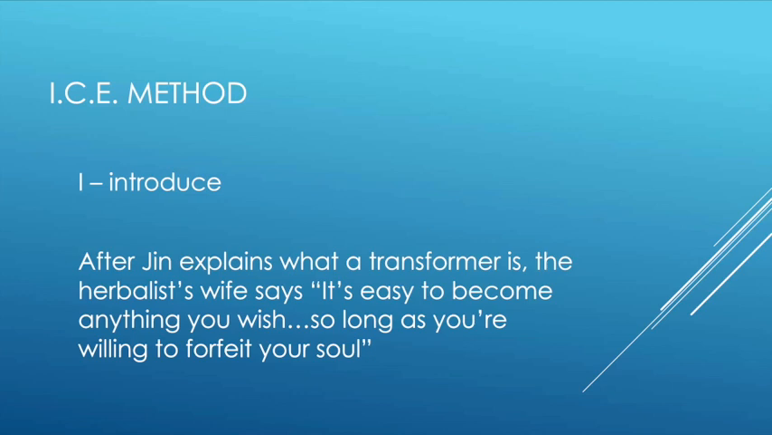After Jin explains what a transformer is, the herbalist's wife says it's easy to become anything you wish, so long as you're willing to forfeit your soul. So the actual quote is, it's easy to become anything you wish so long as you're willing to forfeit your soul. However, what happens around that is what I kind of summarized there. So kind of summarizing what is happening at a point in a story, summarizing the context of a story can be a very good way to introduce the quote.